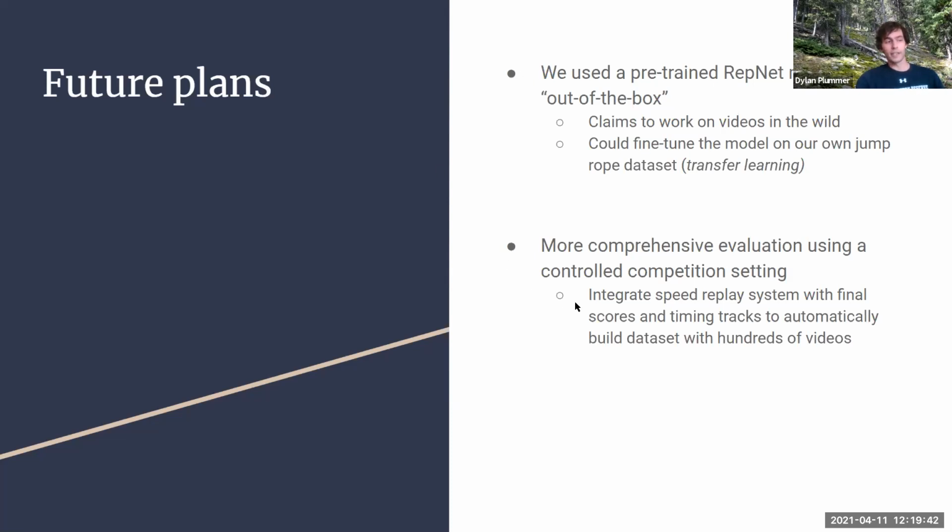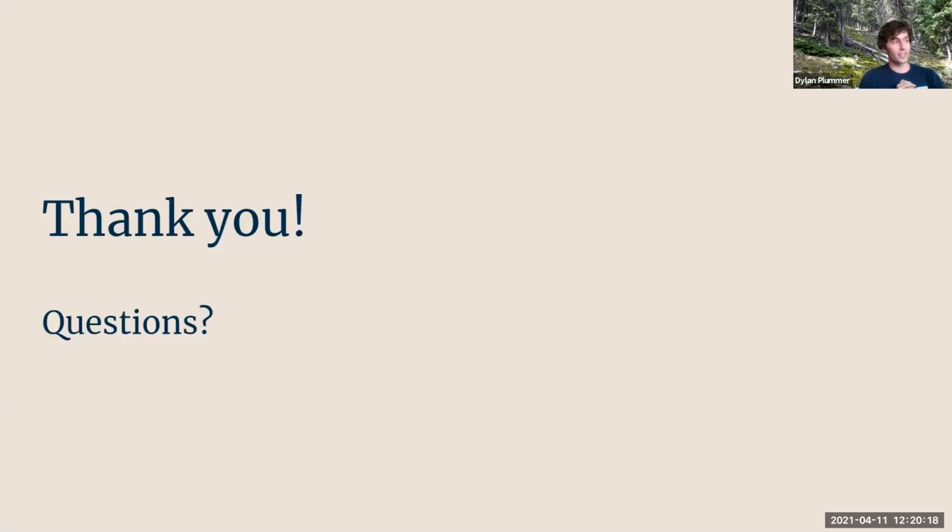So we already have Chris Brown's really cool speed replay system that's being integrated into competitions. And so we have a very controlled video environment for lots of different speed events. And we could sync these with the timing tracks and then the final scores from the judges to automatically produce a huge data set of labeled videos that we could then fine tune this model to perform even better on. So that would take definitely some more work, but it would be really interesting to see if it could be feasibly done. So that's everything I had prepared.